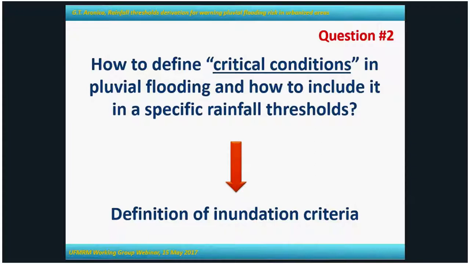Essentially, this can be done using a sort of inundation criteria. So you are not interested in the discharge, but you are more interested in flooding, in inundation, in water moving, spreading, and flooding in the area. Of course, this criteria can also be applied to a natural river, if you want, but it's absolutely necessary for urban areas.